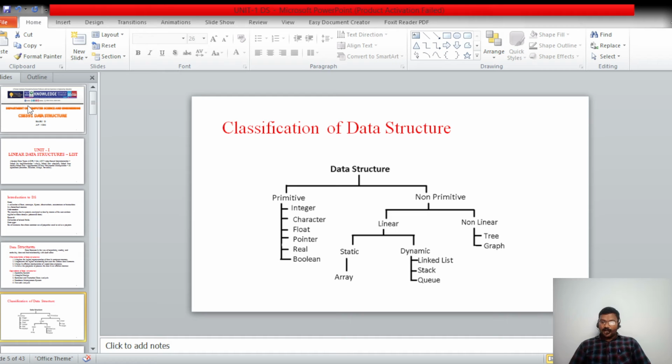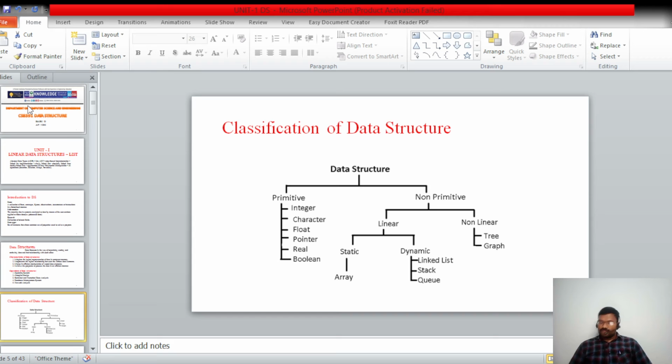And what is meant by non-primitive data structure? The non-primitive data structure is constructed with the help of primitive data structures. This is a user-defined data structure. The user can define the data structure with the help of primitive data structures. The non-primitive data structures can be further classified into linear and non-linear data structures.